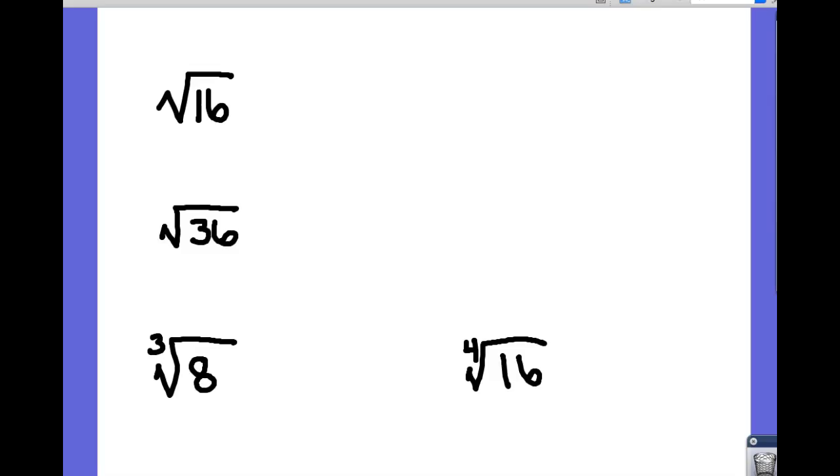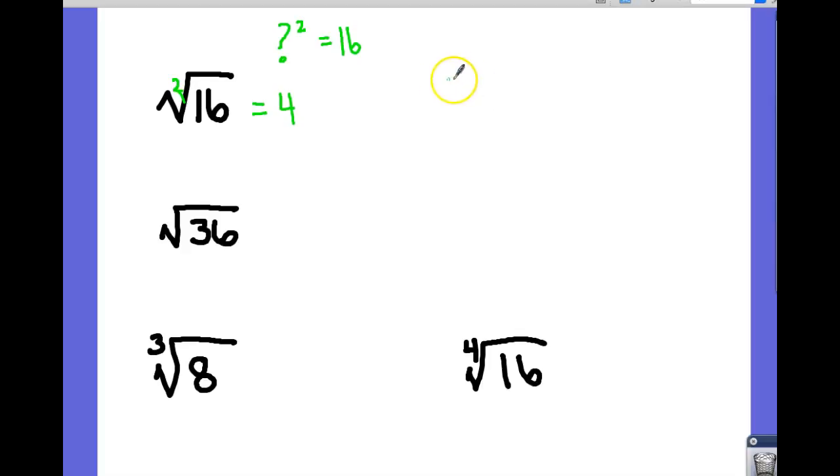Let's look at some examples. If you just have the radical here, you'll notice that there's no index. If there is no index, it's assumed that this is a 2. It's assumed that this is a square root here. So this is asking for the square root of 16. So this is essentially saying what number squared equals 16. That would be 4. 4 squared is 16, so the square root of 16 is 4.